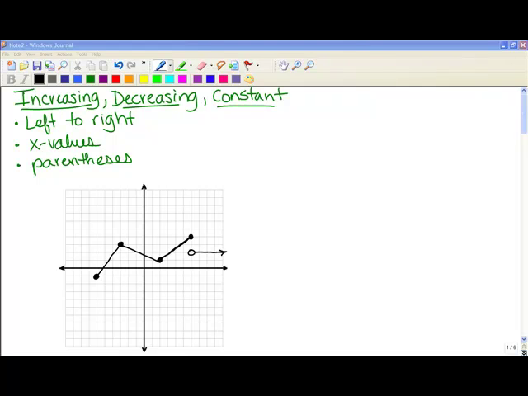An individual point does not increase or decrease. Rather, it is just there. It's a point. But a line would increase or decrease or be constant. So we're not going to use any brackets at all, only parentheses.